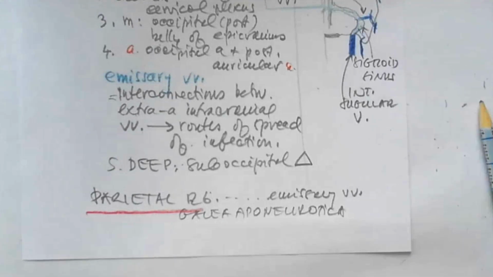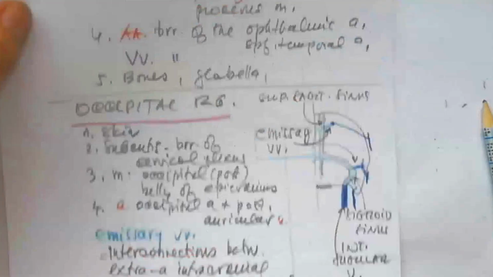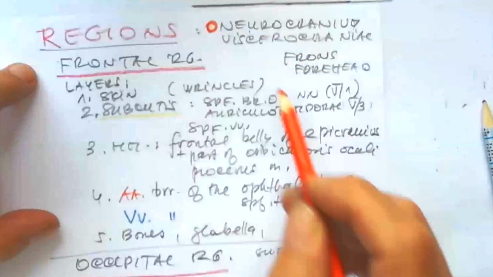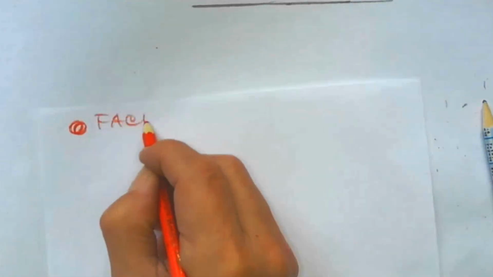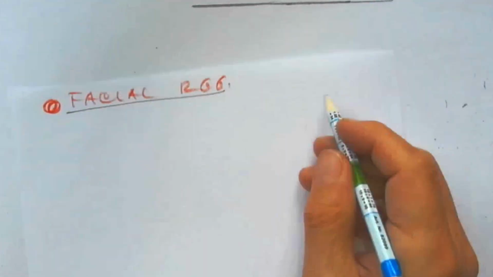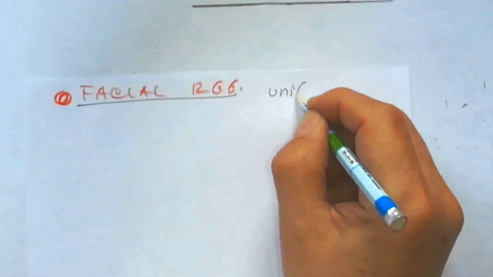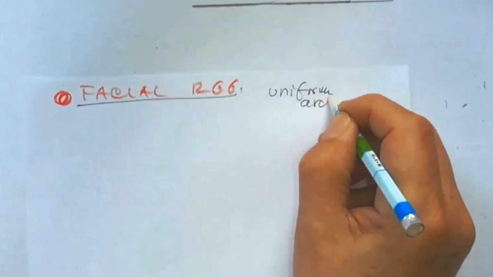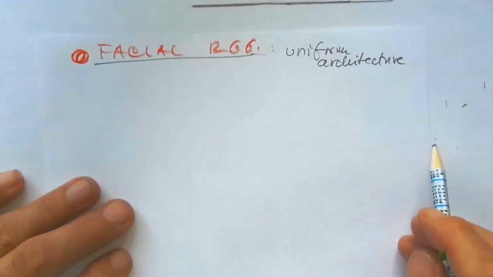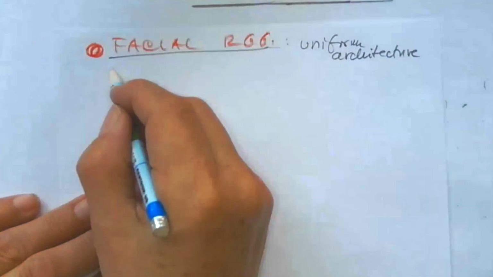But now we have to start with the general description of the regions of the face. So we said that these ones are those belonging to neurocranium. This was the first part here. And the second one would be the facial regions. Facial regions are specific because they have, in fact, uniform architecture of the wall, of the layers, uniform architecture, starting with the layers.